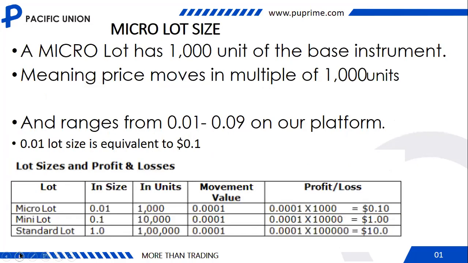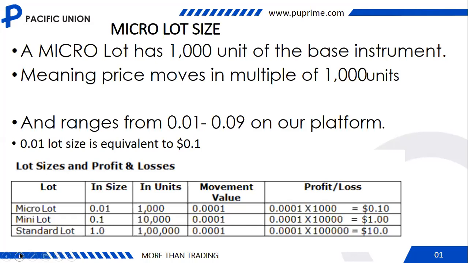Then the last one we have here is the micro lot size. The micro lot size has about 1,000 units of the base instrument. So you can see the difference: the standard lot size has 100,000 units, the mini lot size is 10,000 units, and the micro lot size is 1,000 units of the base instrument, meaning price moves in multiples of 1,000 units, and it ranges from 0.01 to 0.09 on our platform.